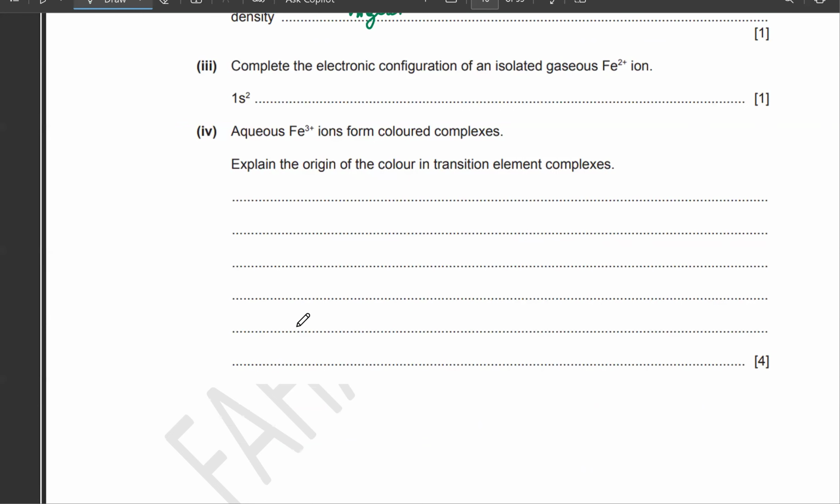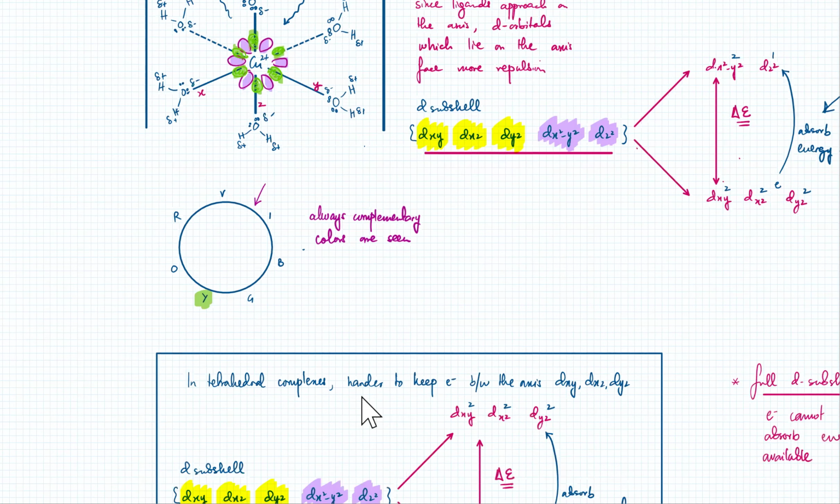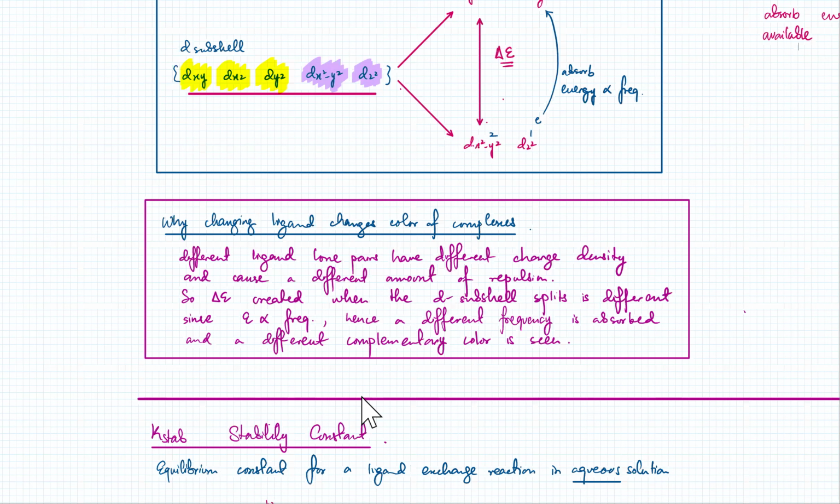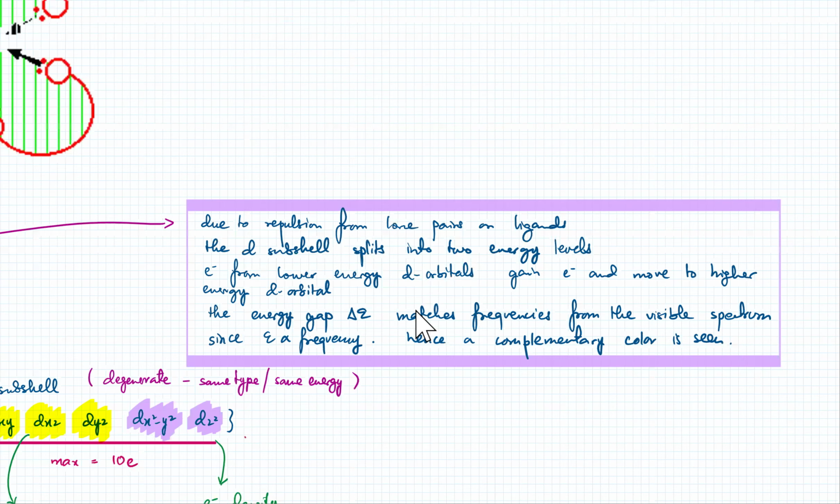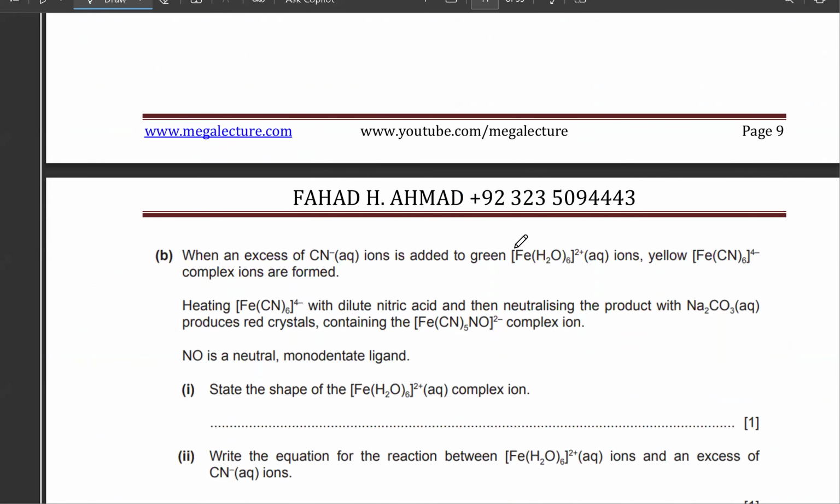Explain the origin of the color in a transition element complex. Now it's a 4 mark question, so that's exactly going to be the same, where's the original definition? This one. Due to repulsion of lone pairs on ligands, the d subshell splits into two energy levels, electrons from lower energy d orbitals gain energy and move to higher energy d orbitals. The energy gap delta E matches frequencies from the visible spectrum since E is proportional to frequency. Hence, a complementary color is seen. So sometimes it's 2 marks, sometimes three, sometimes four.